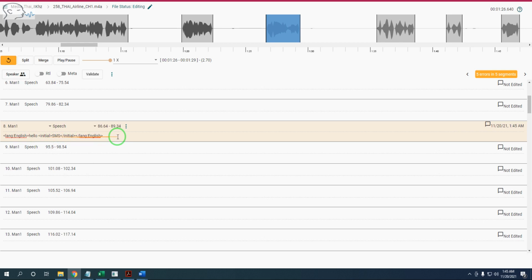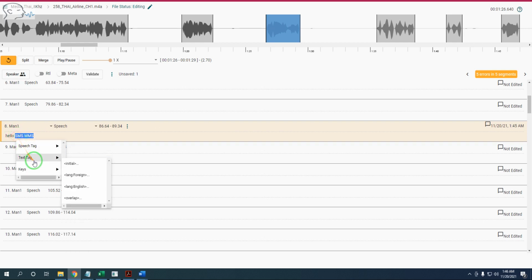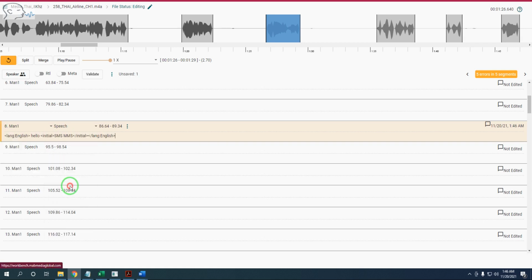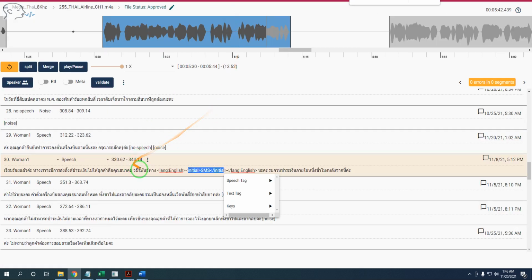If the speaker says hello SMS MMS, if there are two initials, we put both in one tag, not a single tag. Again we mark and put the English tag. So I hope you understand how to use the tag.